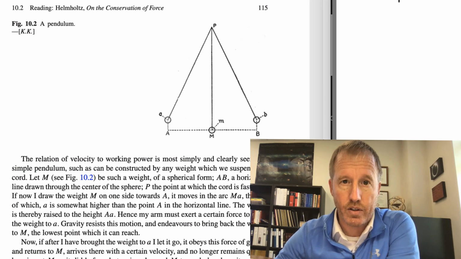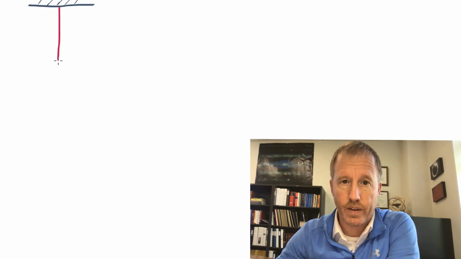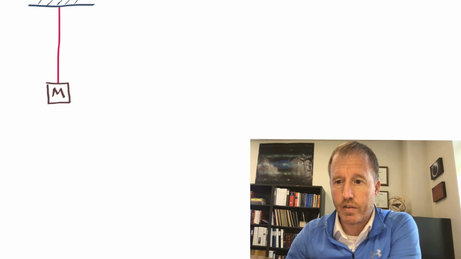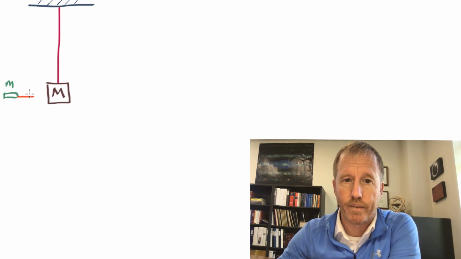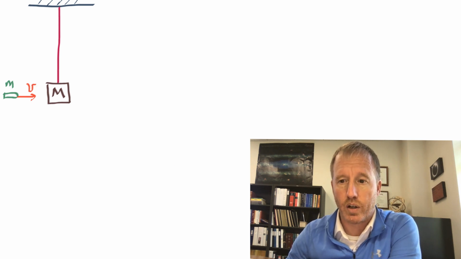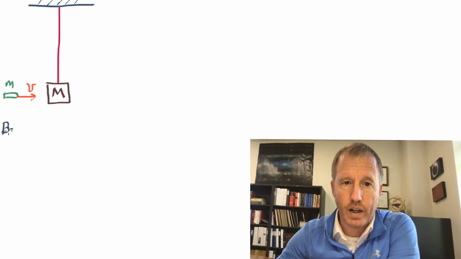So if we imagine a ceiling, and from the ceiling is suspended a string, on the end of which is located a block of mass m. And if we fire a bullet toward this block, this represents a bullet, it has mass m, and this bullet has an initial velocity v. When it strikes, the block swings upward. What I've depicted here is the situation before the collision.